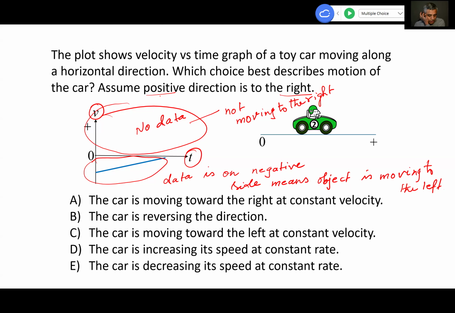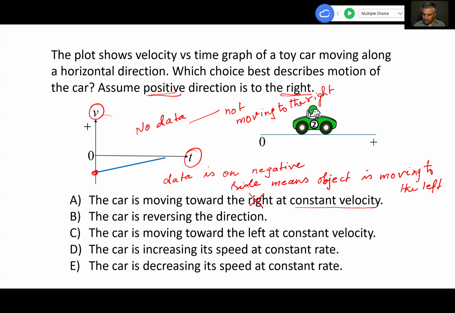Because it says negative means left, and positive means right. That also means negative is left. So the car is moving left. Now, how about velocity? Is velocity changing? If velocity is not changing, then it's a constant, right? So if you chose right away, that's wrong.